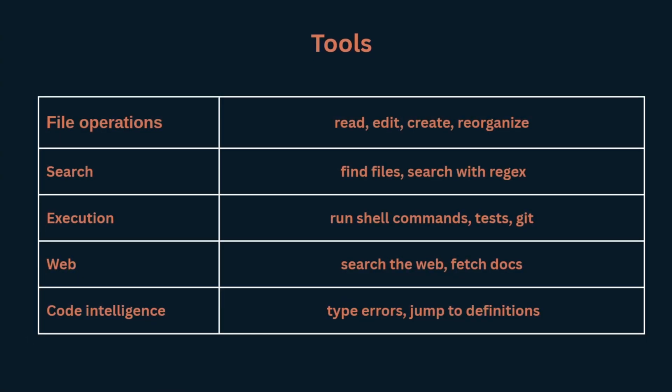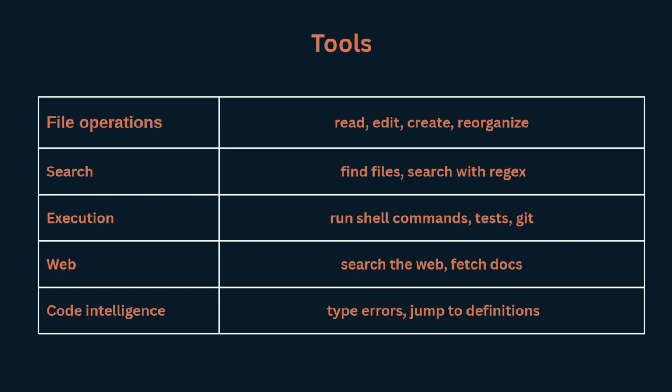are file operations. So it can help you read, edit, create, reorganize anything in your files. If it has to find something, it will go to the search tool, which can find files. Thirdly is execution, which can run shell commands. If you're working with Next.js, it can run npm run dev. These kinds of commands always help it make sure that it can run these things by itself.